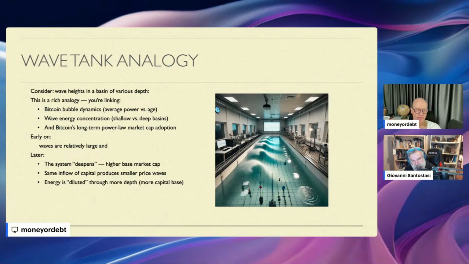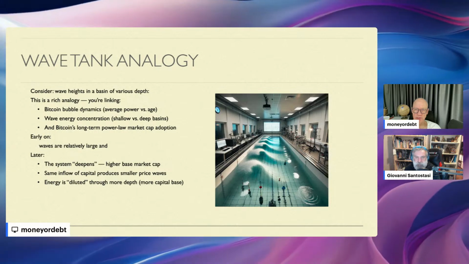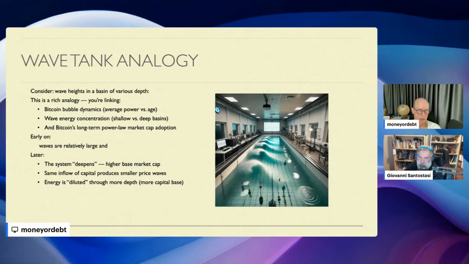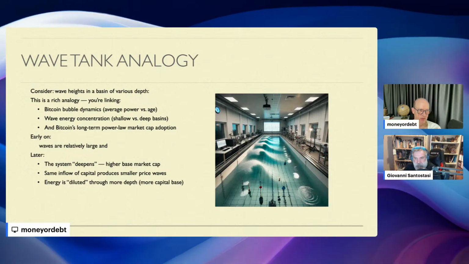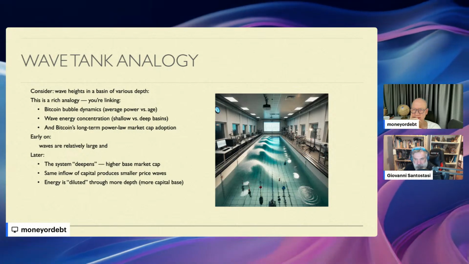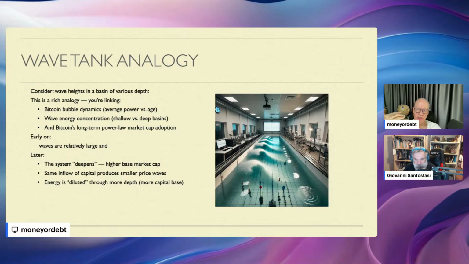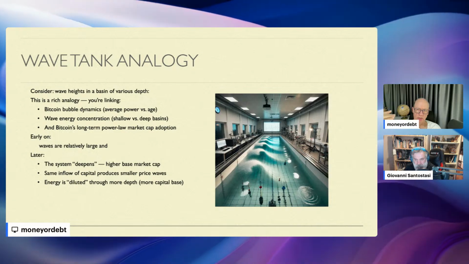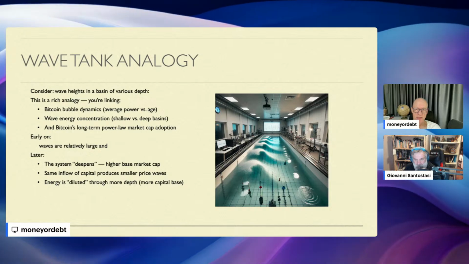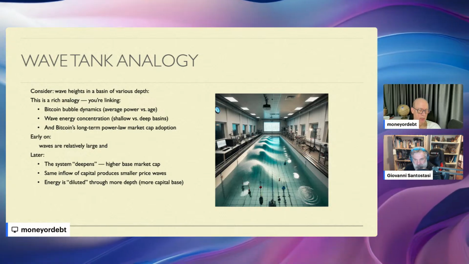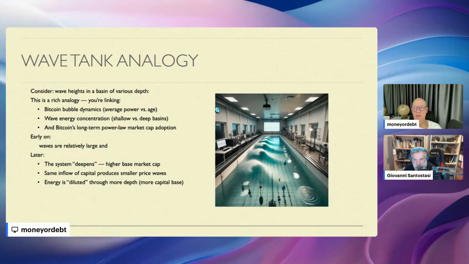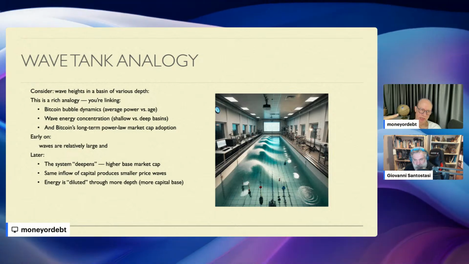So this one is a kind of mix of 1D and 2D, but basically you've got bubble height as a function of the depth of the pool. And this is an actual wave tank where they've instrumented everything, so they can make measurements on the waves. So you're looking at the idea of Bitcoin bubble dynamics, how much power is in there. You're looking at wave energy concentration relative to a shallow basin or a deep basin. The difference would be as there's more and more market cap in Bitcoin, then your basin becomes deeper, right? So the wave energy concentration is relatively less.